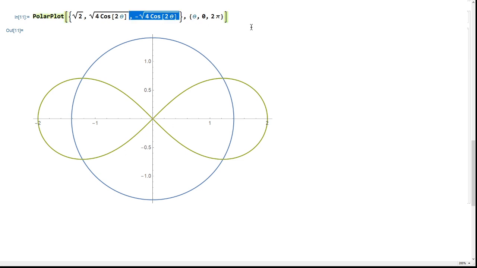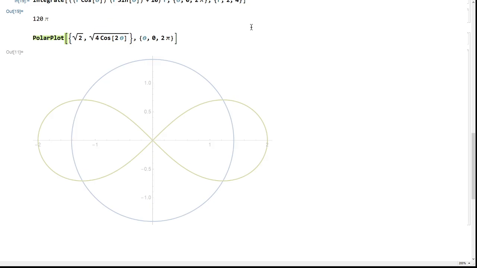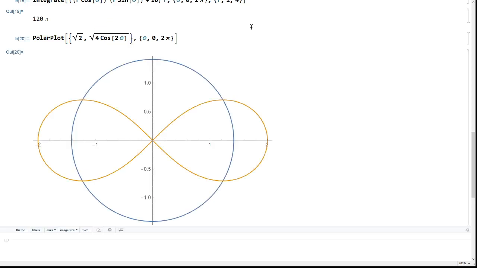Actually, I'm going to check something real quick. Okay. Turns out I didn't need that. But I like green better than orange, so let's keep that color. This green one here, this is the graph of r squared equals 4 cosine 2 theta.